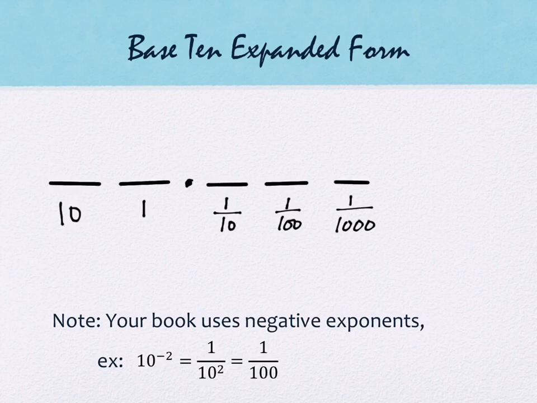Now, there's a note here, and it's really important because it's going to catch you if you're not paying attention to it if you look in the back of the book. Your book likes to use negative exponents here. So, for example, when you see 10 to the negative 2, what it means is 1 over 10 squared. We've done the exponent rules back in section 6.3. And then 10 squared is 100. So instead of writing 1 over 100, they would write it as 10 to the negative 2.